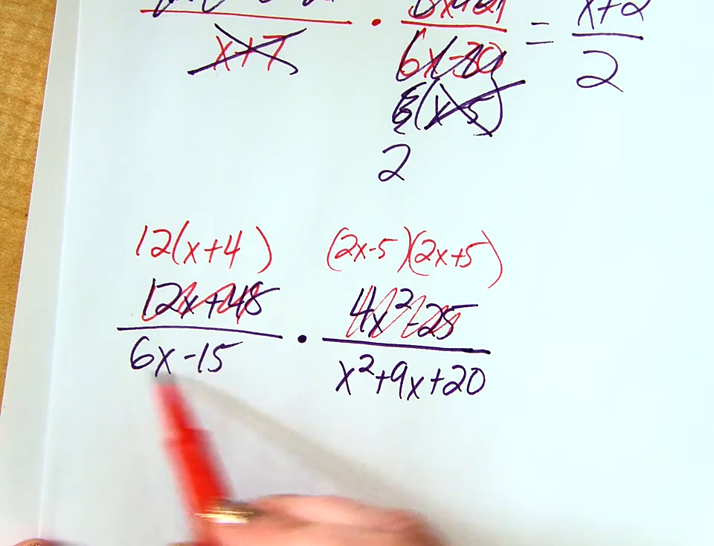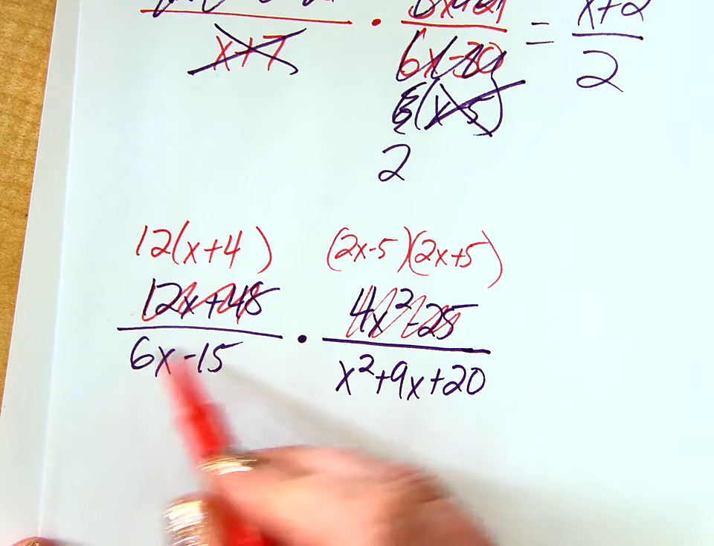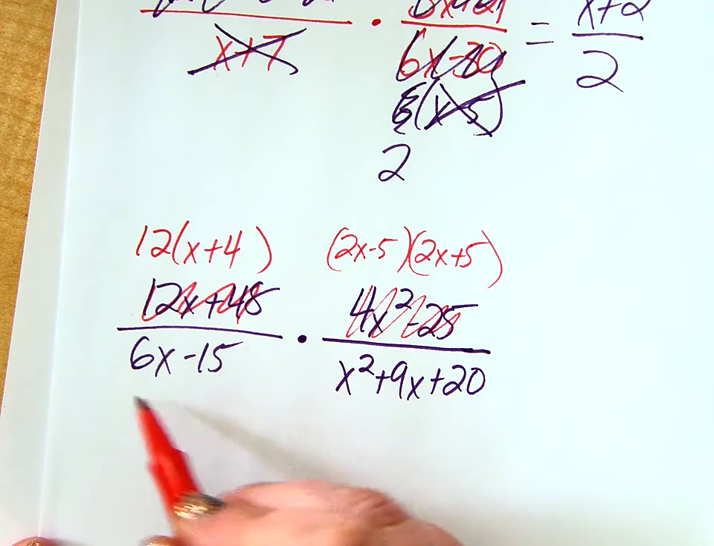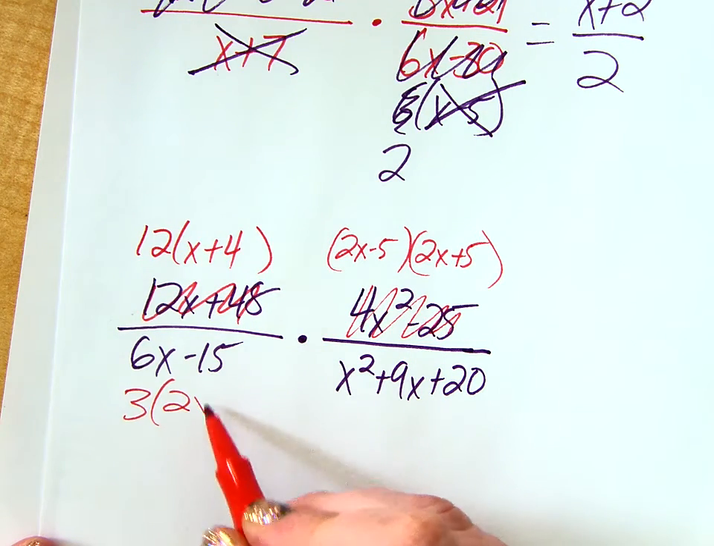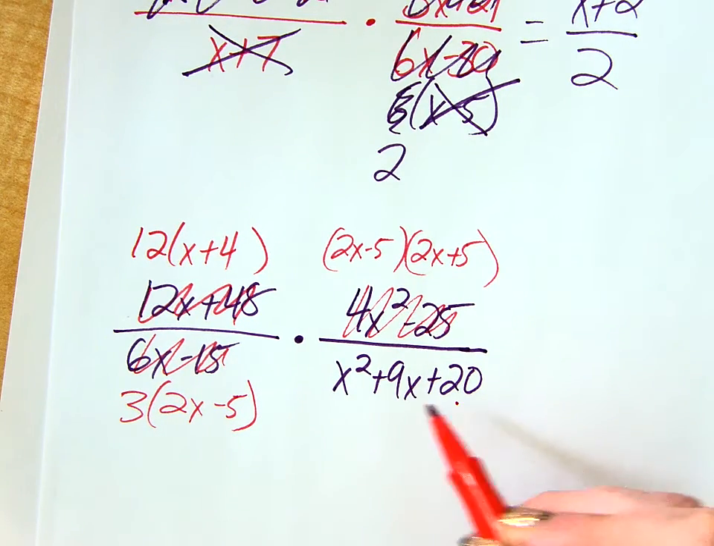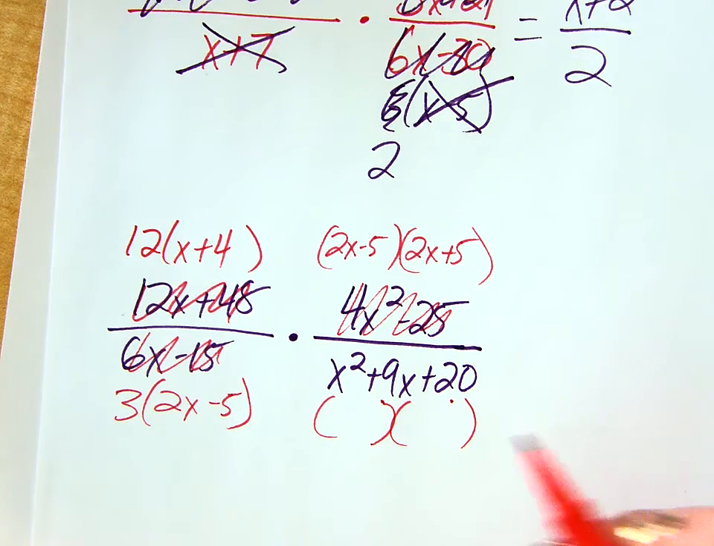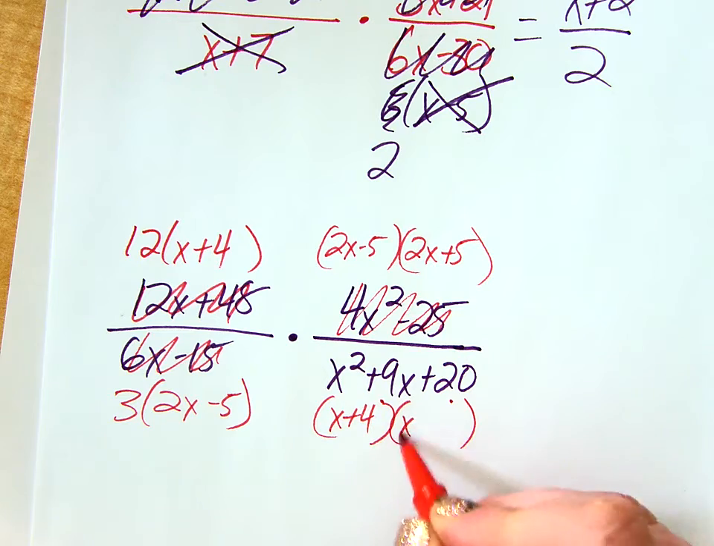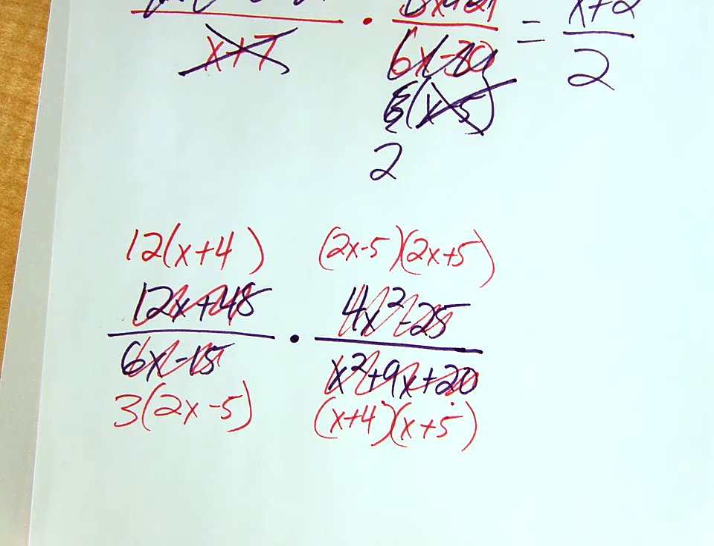Down here, take out 3. Thank you. 2x minus 5 would be left. And this here, factors of 20 that add to be 9. 4 and 5. Okay. Step 1 is now done. Everything is factored. Step 2, you get to come in and start crossing things off.